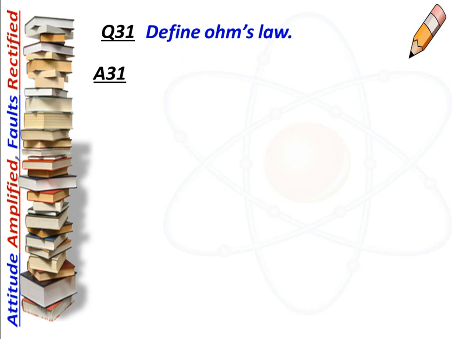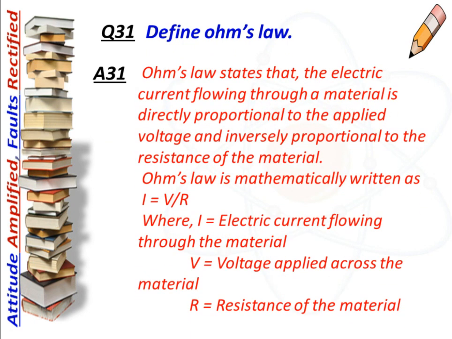Define Ohm's law. Ohm's law states that the electric current flowing through a material is directly proportional to the applied voltage and inversely proportional to the resistance of the material. Ohm's law is mathematically written as I = V / R, where I is electric current flowing through the material, V is voltage applied across the material, and R is resistance of the material.